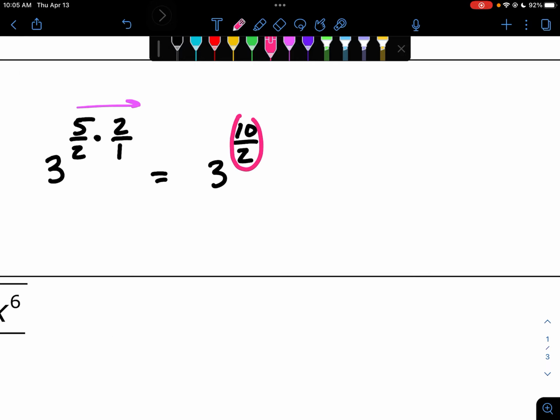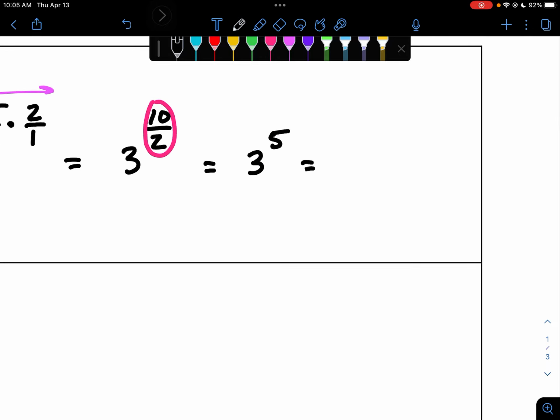Lastly, just like before, we're going to reduce this fraction right here. 10 divided by 2 is 5. So this is 3 to the 5th. And lastly, using my power chart, I go to 3 and I raise it to the 5th power. So that is 243.